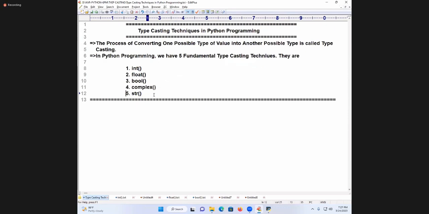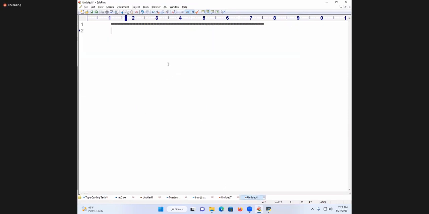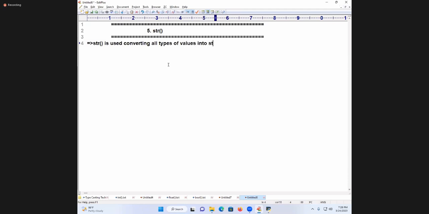Now, the last conversion. Complex is over. Next is STR. Yes, easy. This is very easy. In STR, all types of values can be converted into STR. All types of values are converted into which type? STR function is used for converting all types of values into STR type without errors.